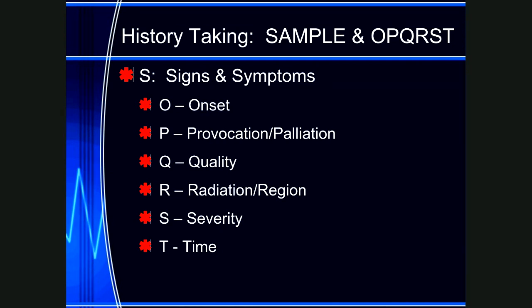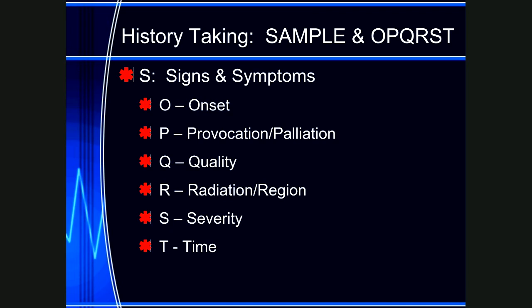The way it works is, this is a mnemonic to remind you at 3 o'clock in the morning to make sure that you ask these questions. Oh yeah, OPQRST: onset, provocation, palliation, quality, radiation, region, severity, and time. You can write that down in the margins on your report to make sure that you find that out. It's just to refresh your memory.